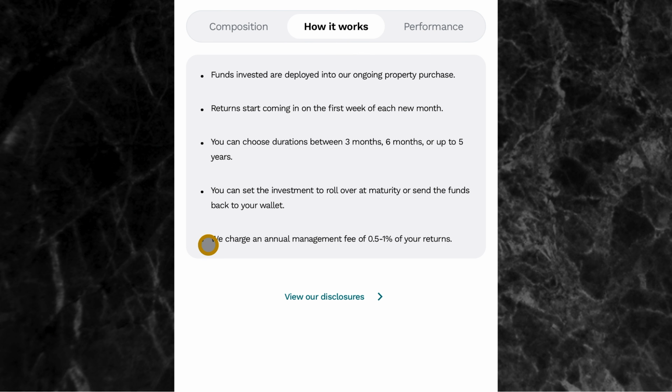And then the last one says we charge an annual management fee of 0.5 to 1% of your returns. So this means that once you get your returns, they will charge you 0.5 to 1% of those returns. That's the meaning. So for example, if your profit is $100, they remove just $0.5 to $1 from that return. So it's just like an amount they are getting for managing your investment for you. I hope you understand.